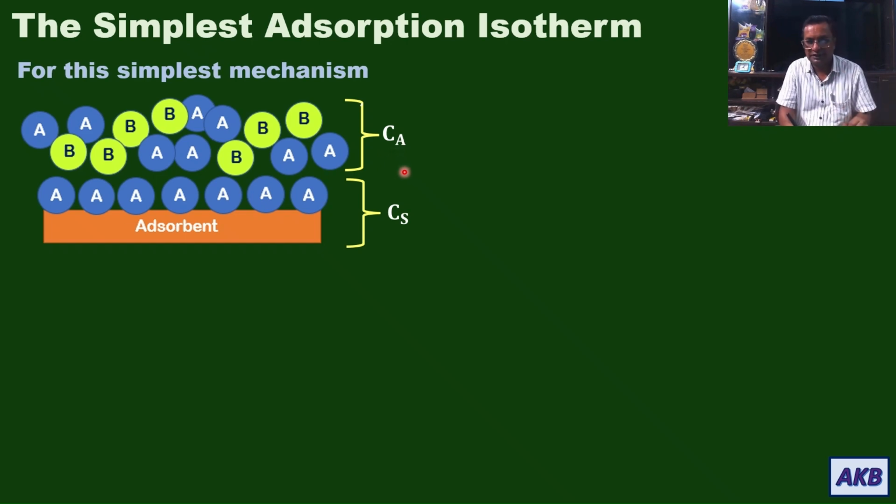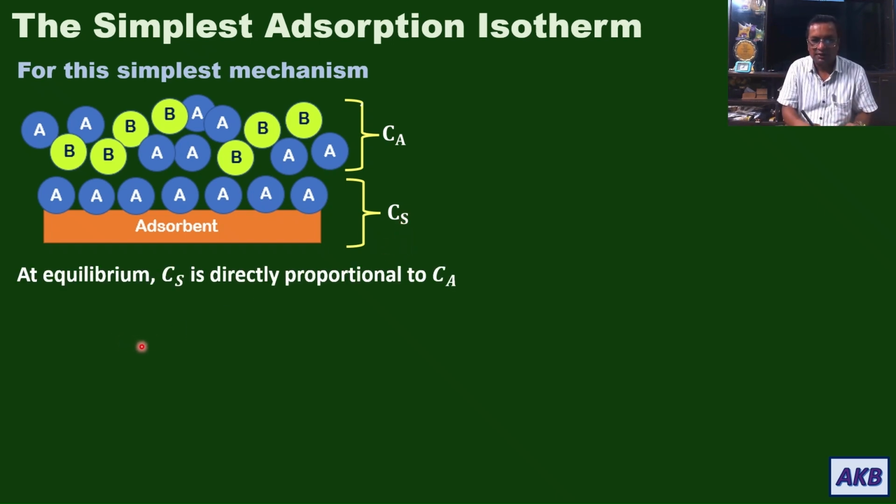We will talk about it later. For the time being, Ca is the concentration of A in the fluid phase and Cs is the concentration of A on the surface of the adsorbent. So at equilibrium, that means when equilibrium is reached, which would be the dynamic equilibrium. I have talked about it in my earlier video. Link is available in the description section.